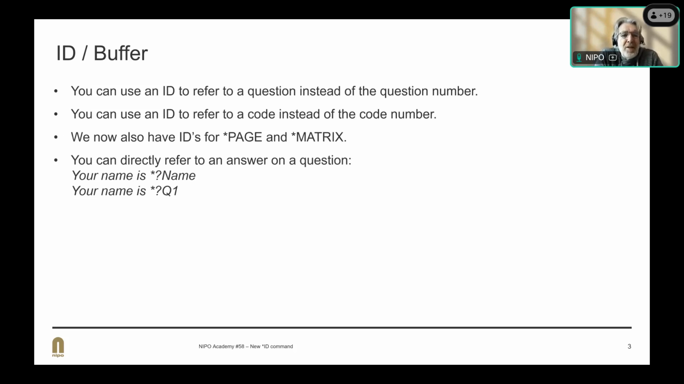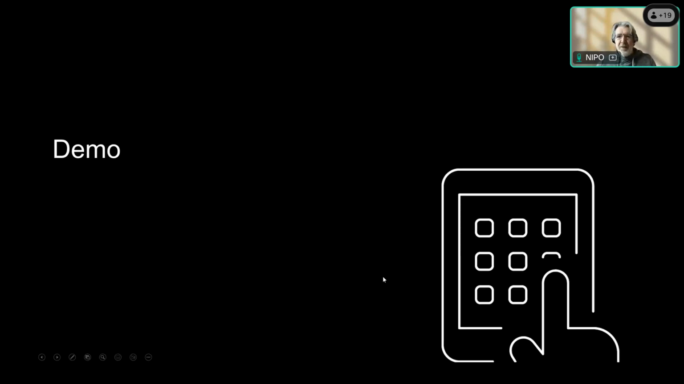And then we have a slight change in the text piping, which you normally do with an asterisk and then a question mark and then a variable name. You can now directly refer to the answer in a question by simply writing star question mark and then the question that you want to show the answer to. We'll all see this in the demo, so let's go to the demo.